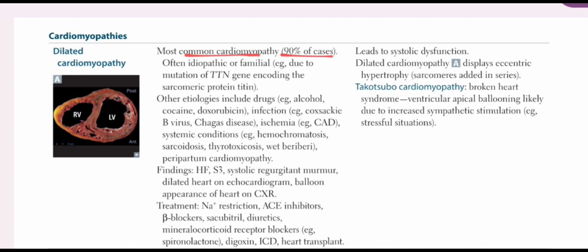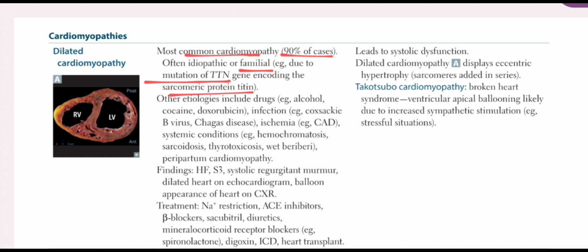It is often idiopathic, however, it can also occur in familial cases. That is, it is transferred from parents to offspring. That is due to mutation of the TTN gene. The TTN gene is responsible for the synthesis of the sarcomeric protein titin and the cardiomyopathy.